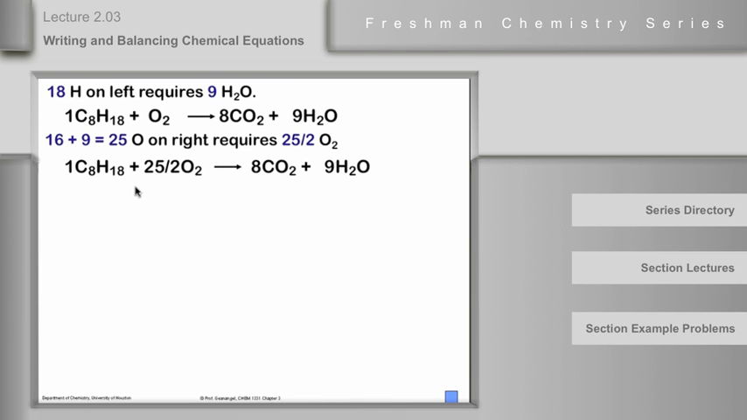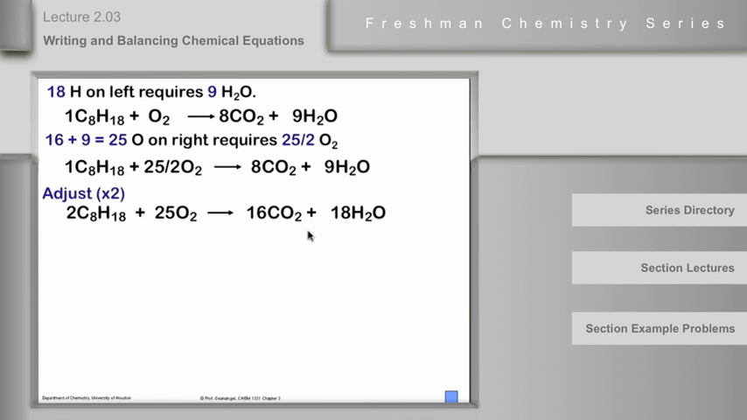But there's the fraction again, and we have to get rid of the fraction. And I think you can see the easiest way to do that here is multiply everything by 2. We have 2C8H18 plus 25 O2s, and that goes to 16 CO2s, 8 times 2, and 18 H2Os, 9 times 2 here.